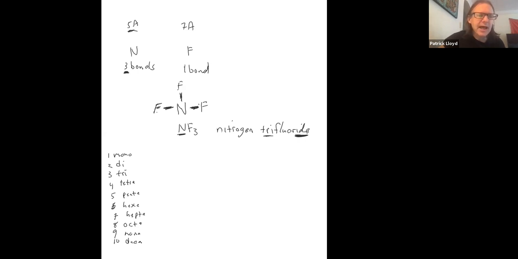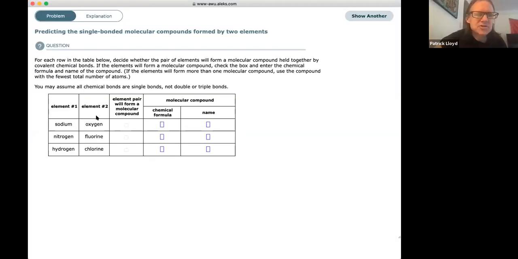Let's take a look at the third one. So the third one has hydrogen and chlorine. Well, this one's pretty straightforward. Hydrogen, consider it a nonmetal, even though it's on the metal side. Chlorine is a nonmetal. So this would be a molecular compound. Yes, it will form a molecular compound.